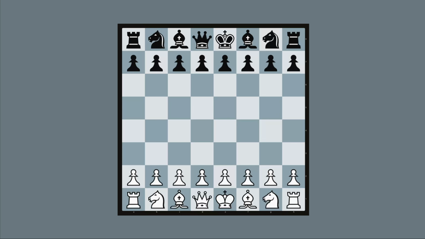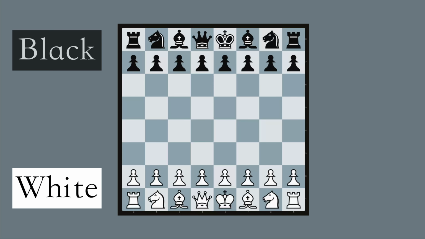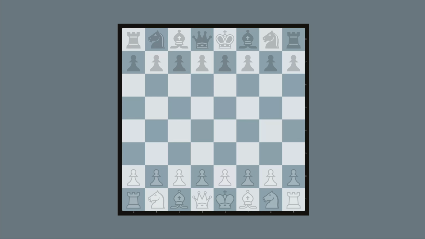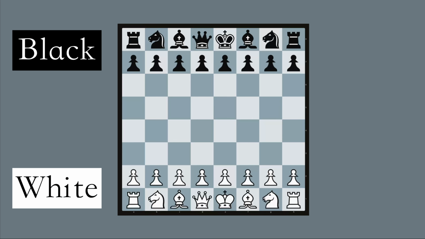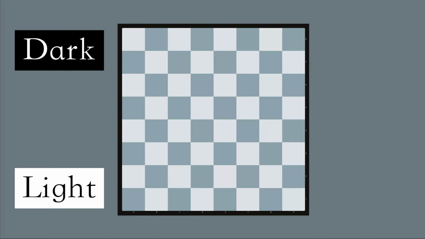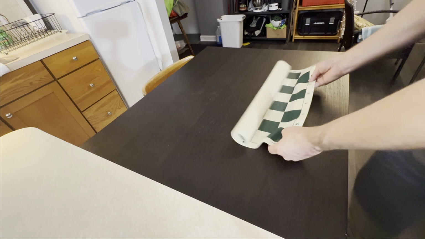The first player is called white, the second player is called black. White controls the white pieces and black controls the black pieces. Both sets of pieces are identical except for the color. The chessboard is made up of light squares and dark squares. So the players and the pieces are called white and black, but the squares on the board are called light and dark. Please use the proper terminology.